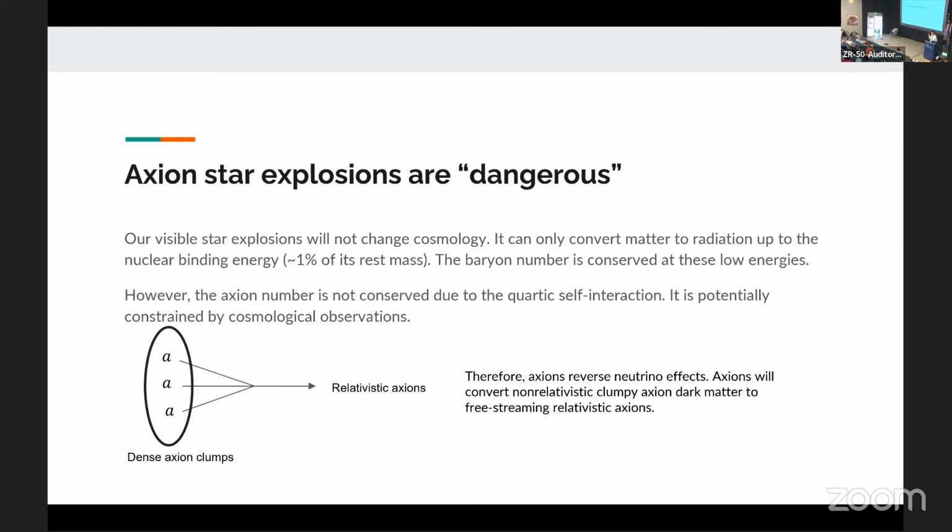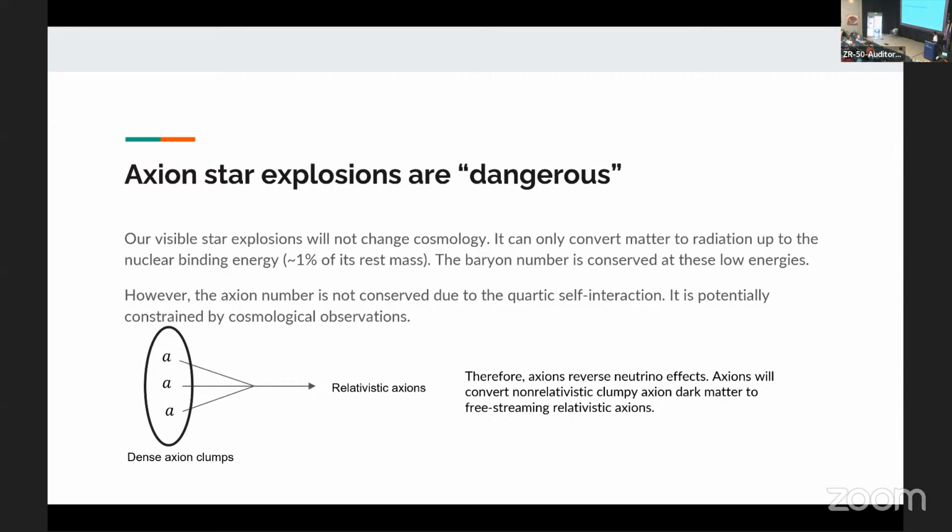So let's think about our normal stars, right? We burn all the nuclear binding energy and eventually probably have supernovae. But it has an upper limit. So there's always a limit for your normal star burning because you conserve baryon number. So it's kind of well understood that the baryon number violation should not occur at these energy scales. So the maximum energy you can burn is pretty much at most 1% of its rest energy.